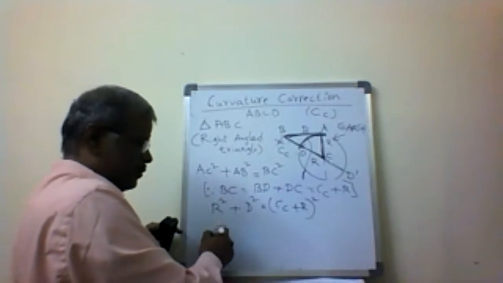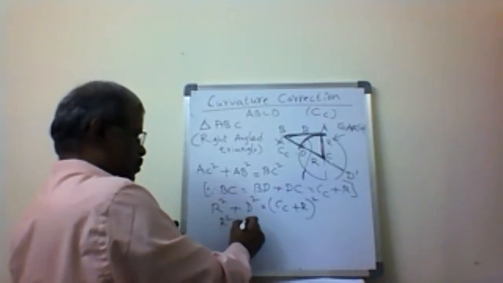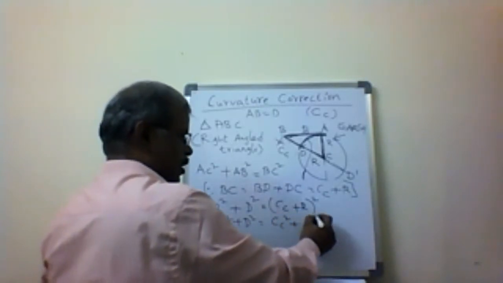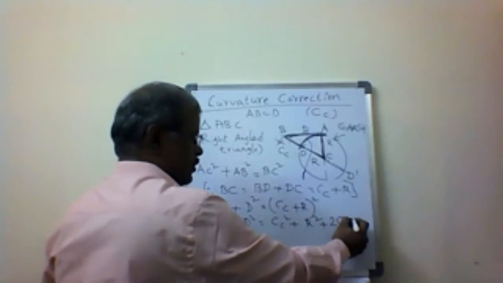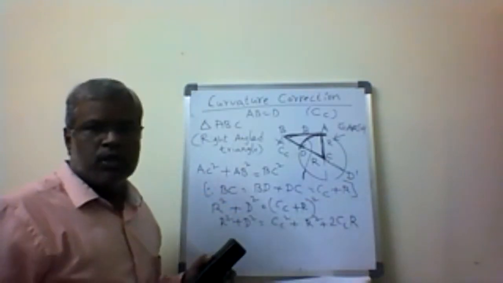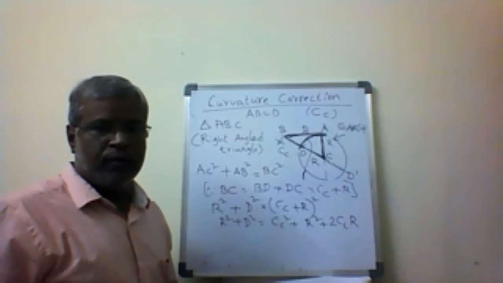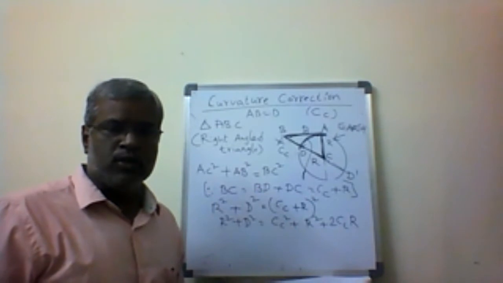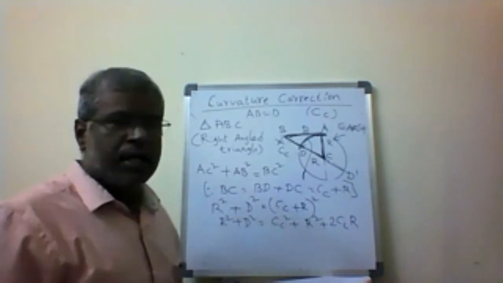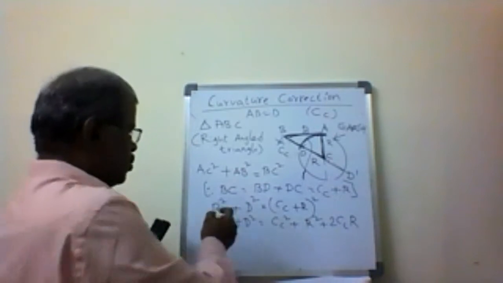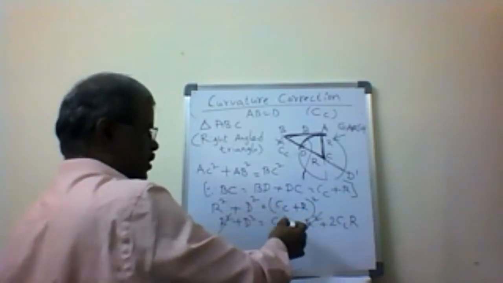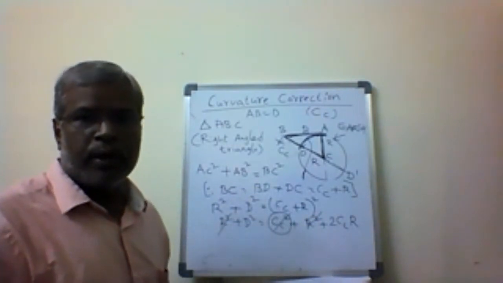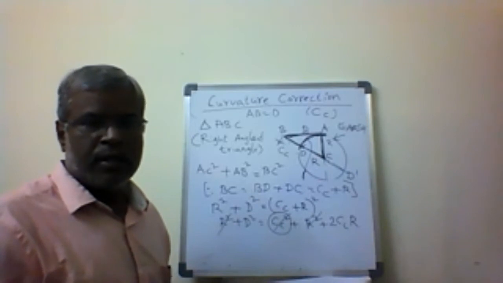Now R square plus D square equals CC square plus R square plus 2CC into R. CC, when compared to the horizontal distance, is going to be a very low value, a negligible one. So the CC square term is neglected. R square and R square cancel, and CC square is also neglected because it is a very low fraction compared to the earth diameter or the earth radius.